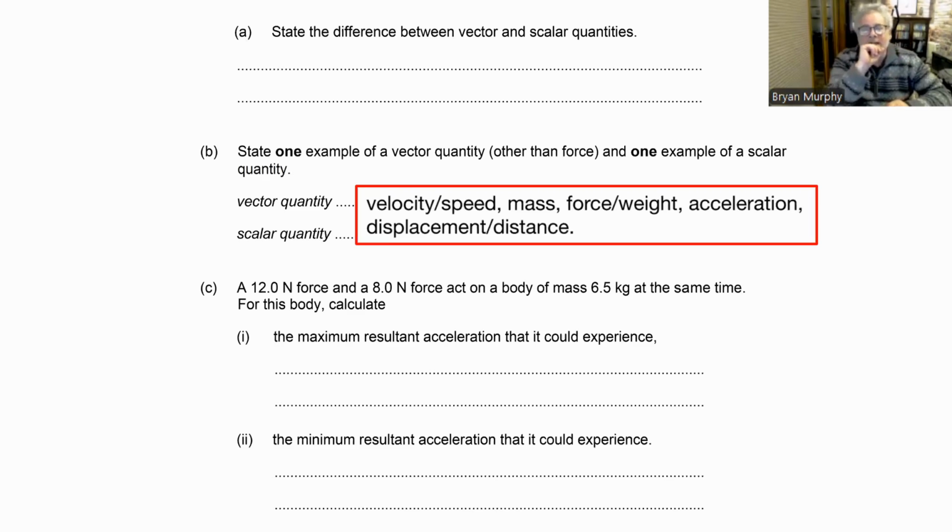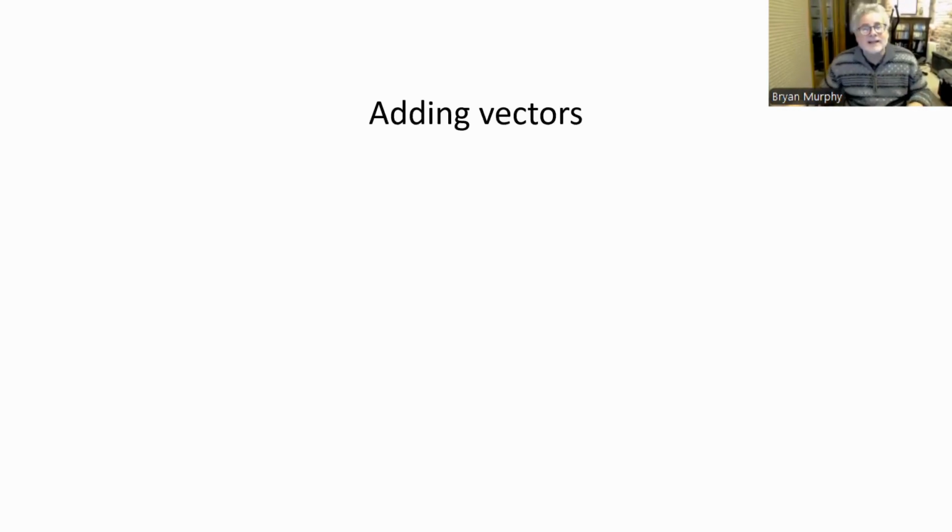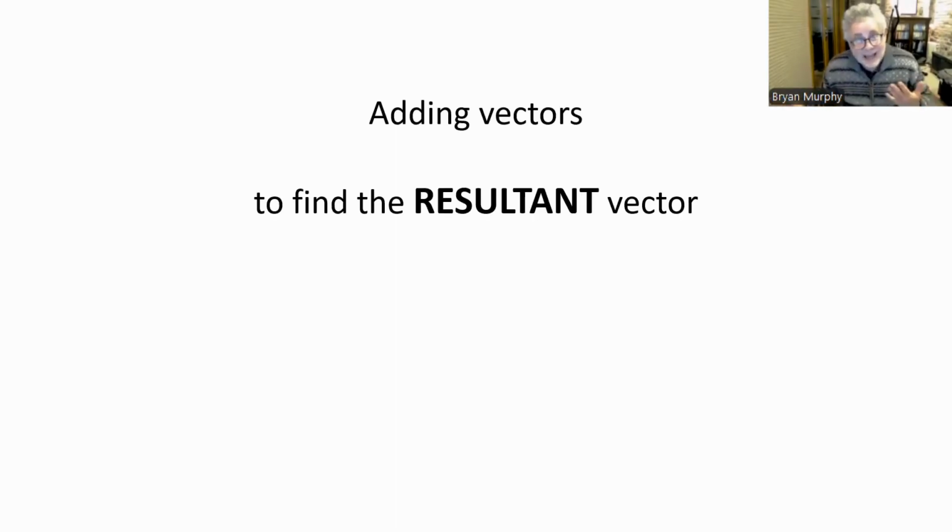Based on what we did before, based on that GCSE question, let's have a go. Let us start with finding the resultant vector. Now, what I could have said, instead of finding the resultant vector, I could have said, let's instead add some vectors to find the resultant vector.